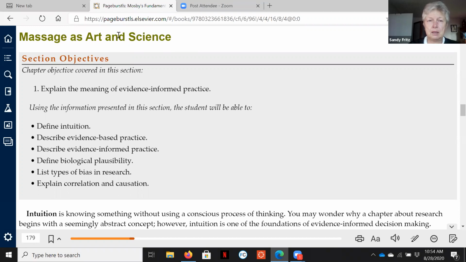And one isn't more important than the other. But the science is your foundation and a huge part of your critical thinking, so you cannot ignore that.